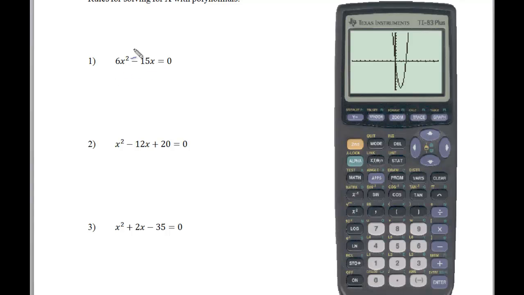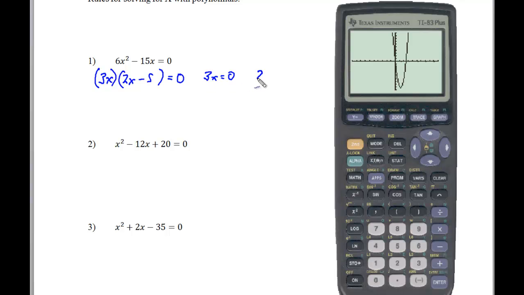According to our factoring rules, the first thing we should always do is look for a common factor. The common factor in this problem is going to be 3x. I can pull 3x out of both of these terms, and that gives me 2x minus 5. I'm left with a binomial. This is not a difference of squares, nor is it a sum or difference of cubes, so I'm technically done factoring. Now I'm going to solve for x by setting each factor equal to 0. This is going to give me my 2 solutions.